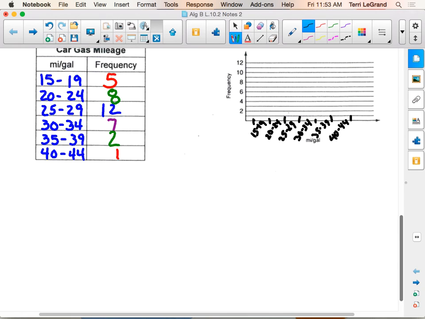After you have all those labeled, now you're ready to create your bars. You're going to draw vertical lines going up to the frequency you need. For the first one, we need a frequency of 5. So we will draw a vertical line going up to 5, and put a horizontal line going across the top, and lightly shade that in. Make it pretty.